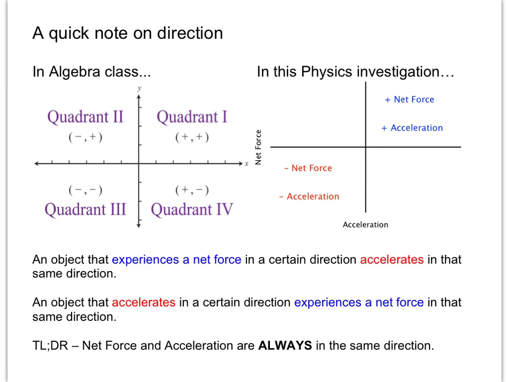In this lab, you should have noticed that for the most part, our data would have been located in quadrant 1 and 2. And what that means is that for the net force, if you push it forward in the positive direction, you apply a positive net force, the acceleration is also in the positive direction. Likewise, if you pull it in the negative direction, apply a net force in the negative direction, it accelerates in the negative direction too. The short of it is the net force and the acceleration are always in the same direction.